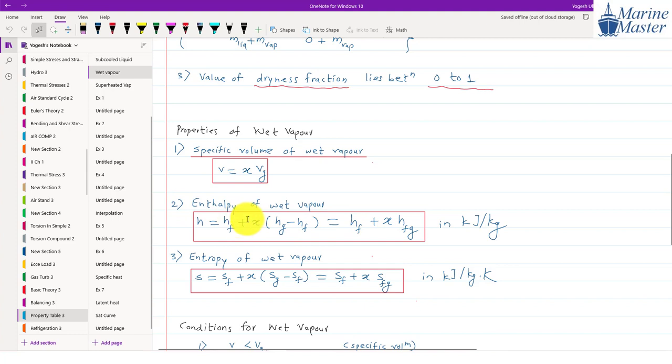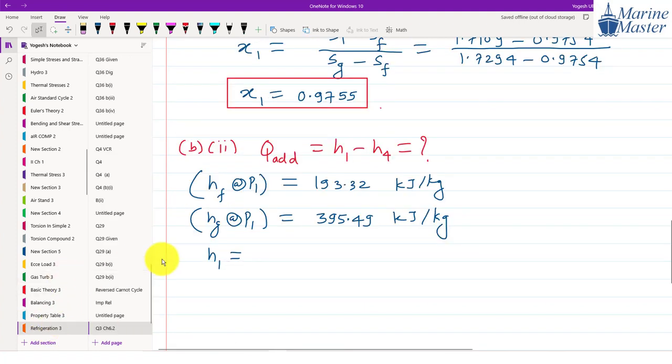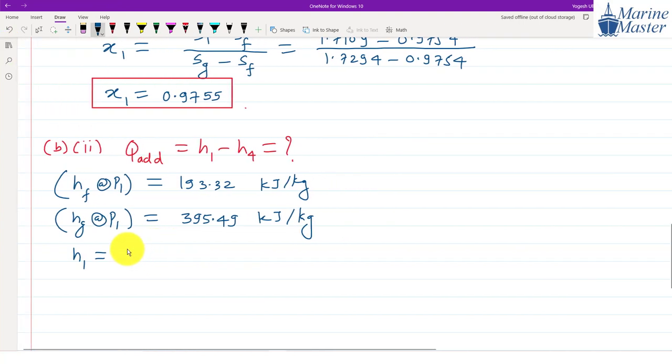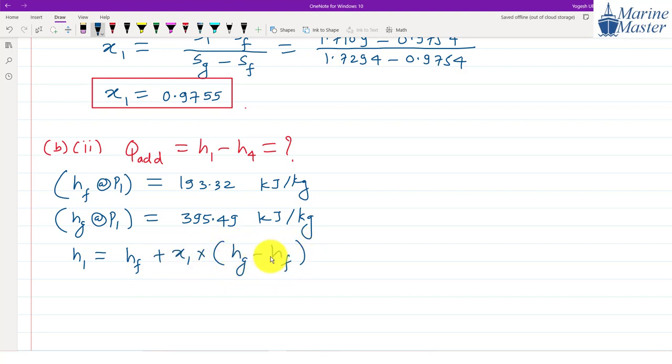And we are going to use this relation in the enthalpy relation: hf plus x, x of which point? x1 into hg minus hf. And which hg and hf do we have to use? The ones we just now found from the property table. Why did we find them at the P1 pressure, guys? Because the pressure of point 1 is P1 pressure.